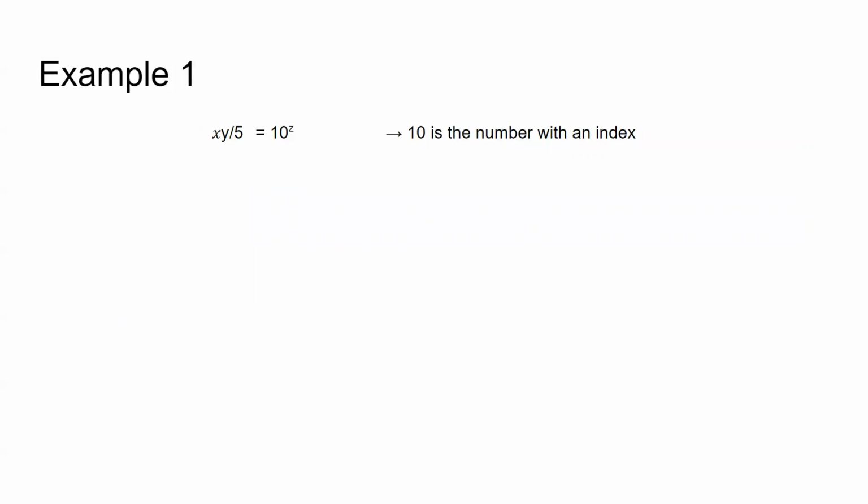So example 1, we have xy divided by 5 equals 10 to the power z. And we're going to simplify this using logarithms. Now 10 is the number with an index. That means it's going to be our base number when I apply a logarithmic function to both sides. And that's going to look like this. Now I need to apply the laws of logarithms to each side to simplify it further. The first thing I'm going to do is go on the right-hand side and take the z, that 10 is raised to the power z, and multiply it by log 10.